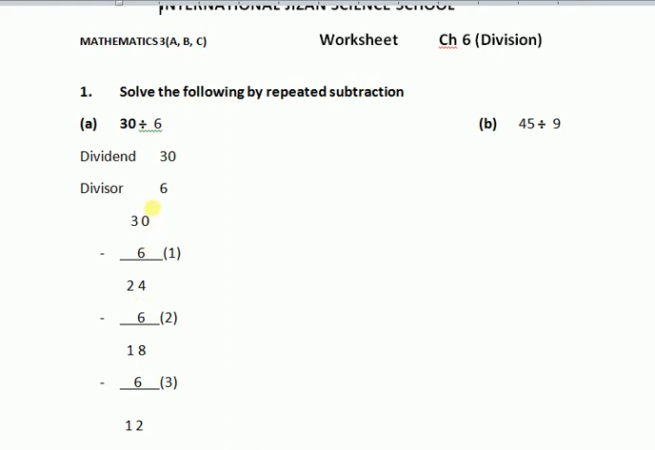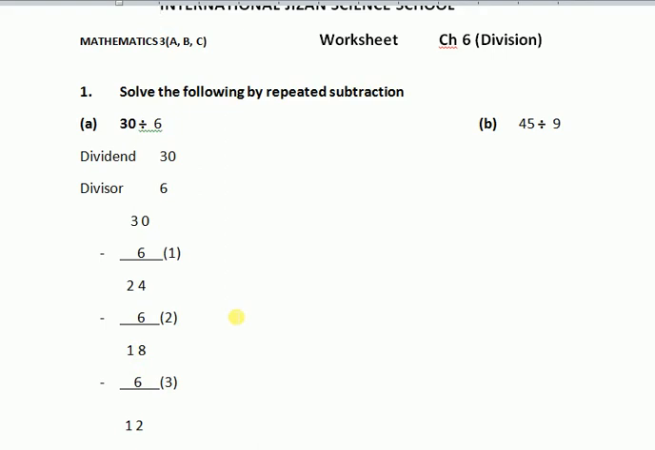24 minus 6, the divisor, write this again here, minus 6. How many times are you doing this subtraction? Second time. 4 small, 6 big. Again borrow from this 2, it becomes 1, and this 4 becomes 14. 14 minus 6 is 8, and this 1 here.